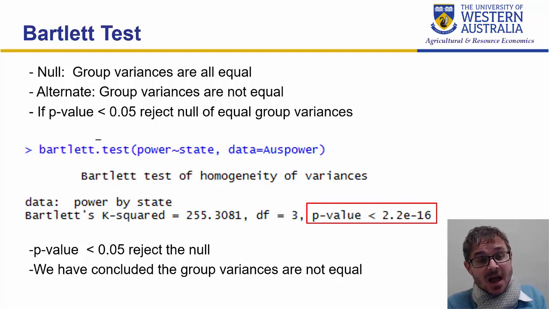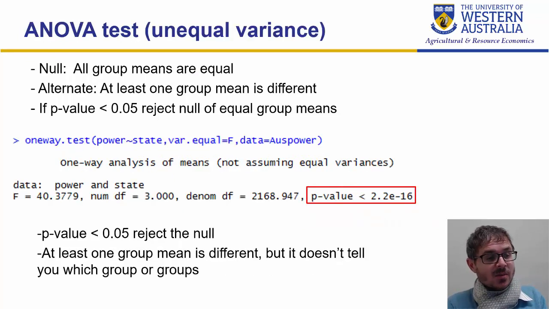Now, we only did that so that we know which type of ANOVA test to implement. We're going to want to implement the one with unequal variance, because we rejected the null of equal group variances. So the null for my one-way ANOVA test is that all the group means are equal. My alternate is that at least one of them is different. I don't know which one, or it could be more than one, just that one of them is different. My decision rule: p-value less than 0.05, reject the null.